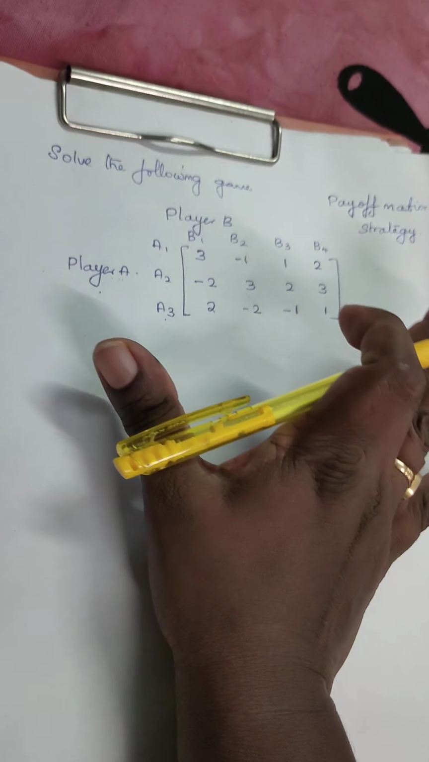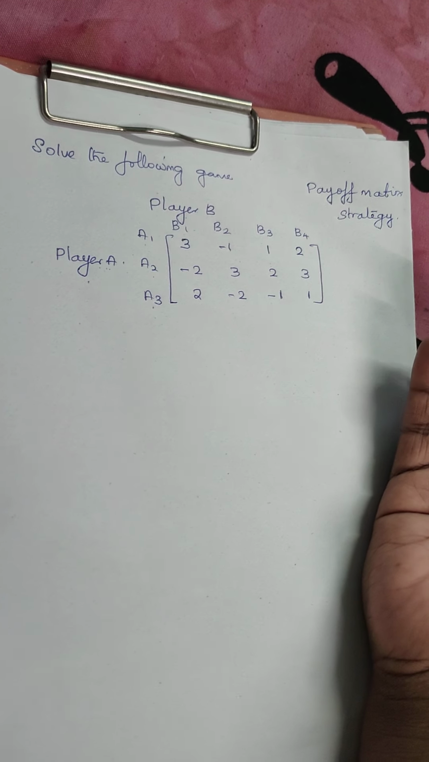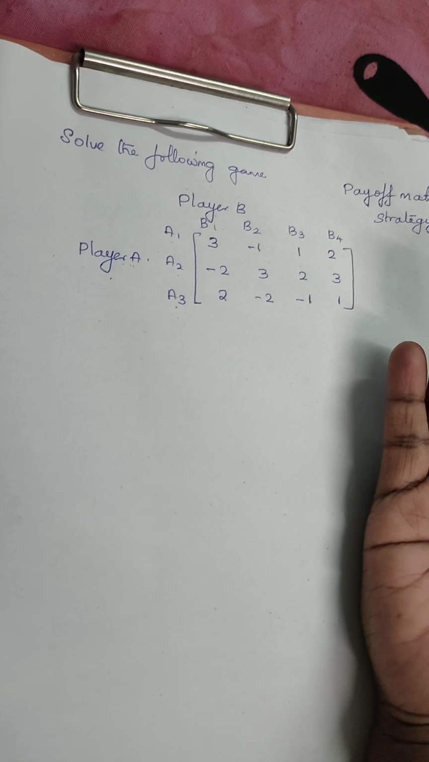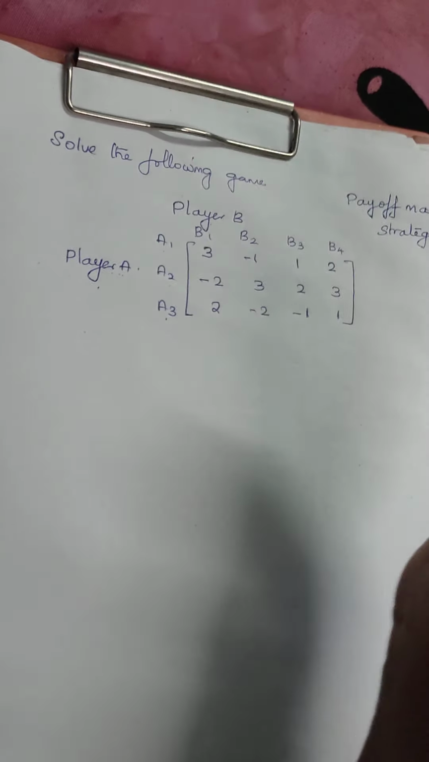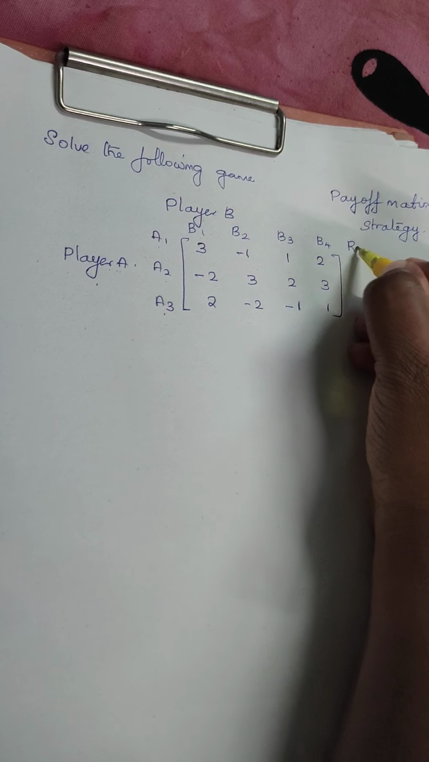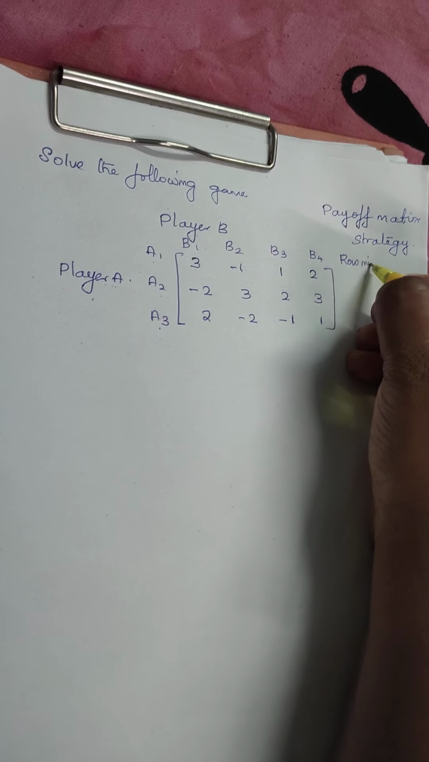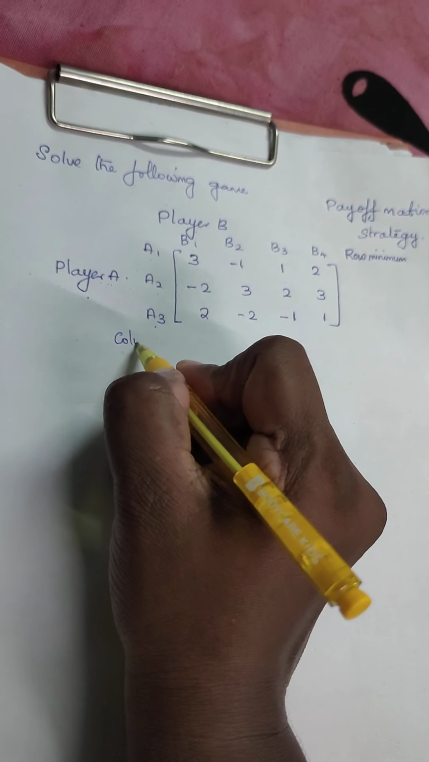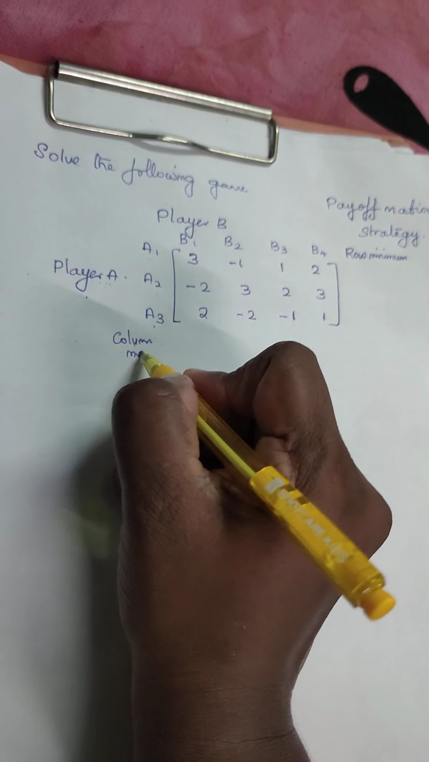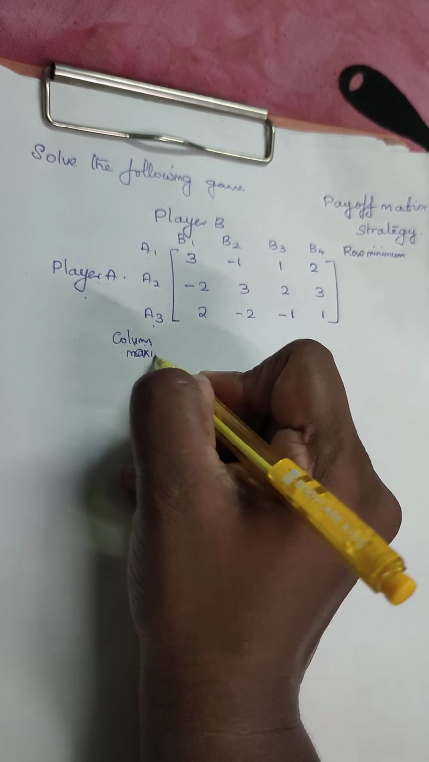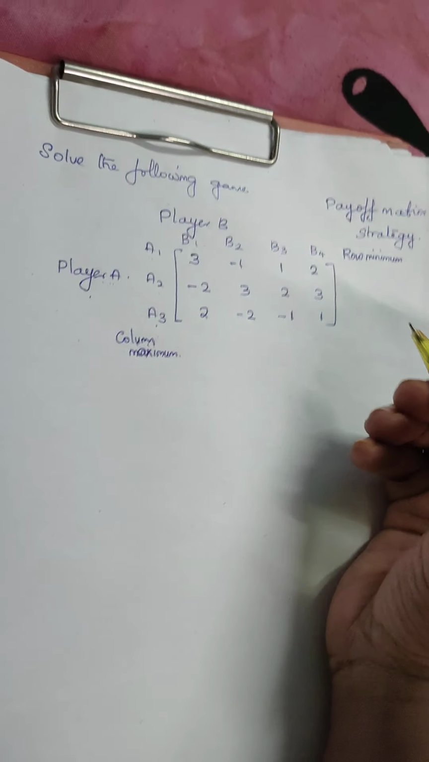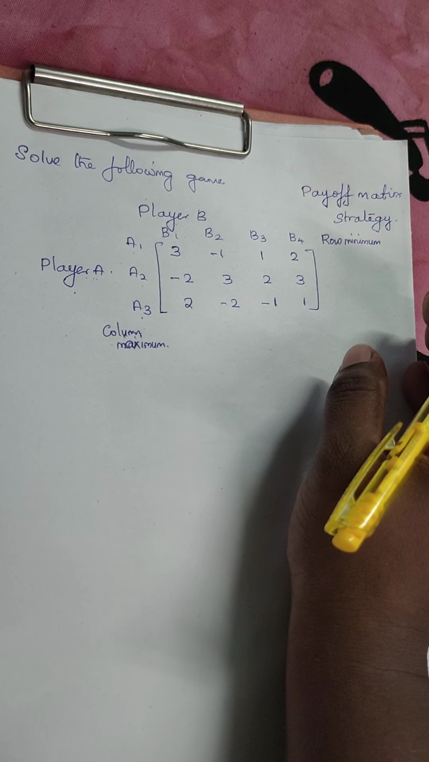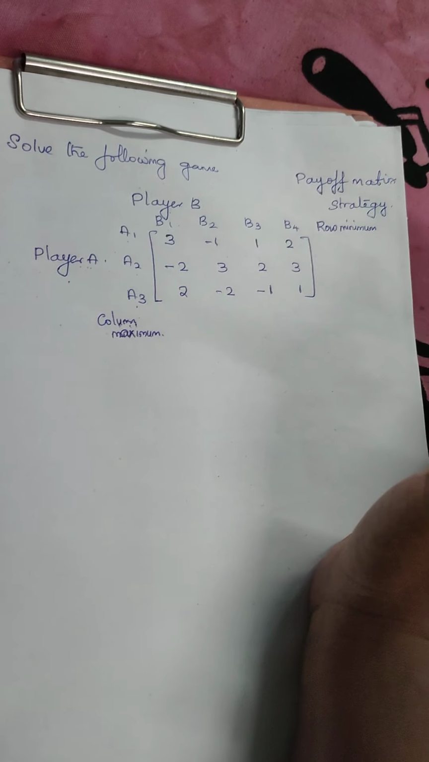So this game, we are going to first check if it's a pure strategy game or if it's a mixed strategy game. So first thing we do when we have a game is you take the row minimum and column maximum, and then you check if the maximin and minimax are equal. Okay, we'll find out how to do it.